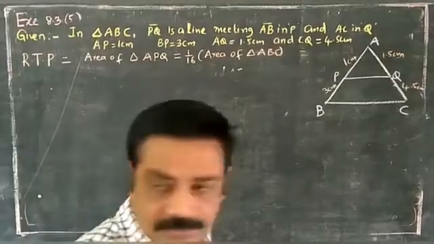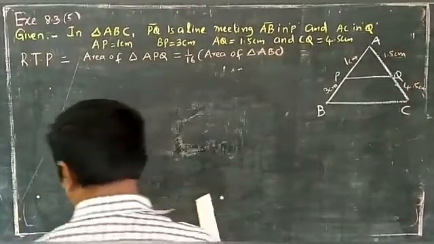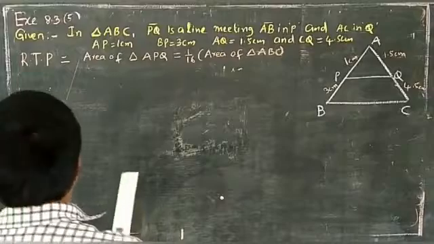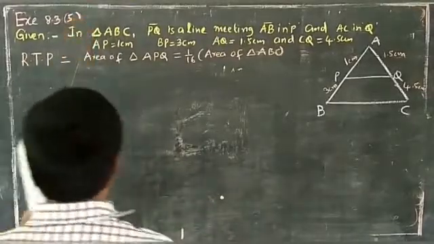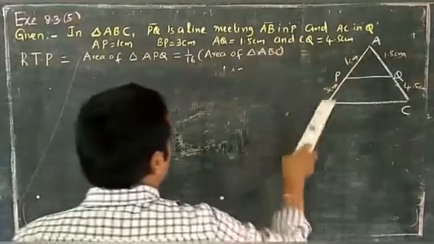Children, this is the fifth question, I think, in exercise 8.3. What is given in triangle ABC?